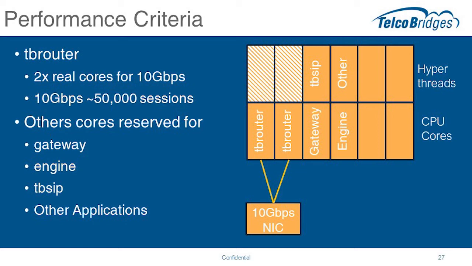So if you use a 10 gigabit NIC, then you need two interfaces, 2 real cores that take up 4. Right. The allocation of CPU, enfin, je parle en français.